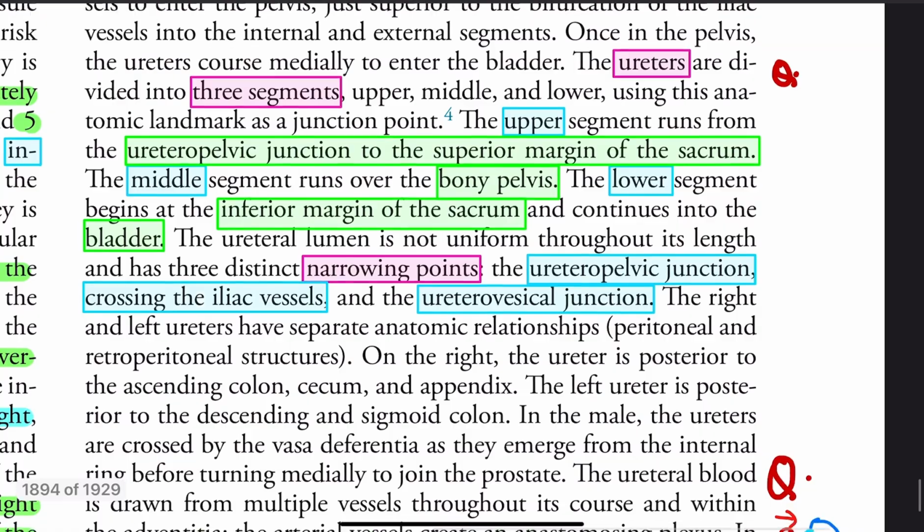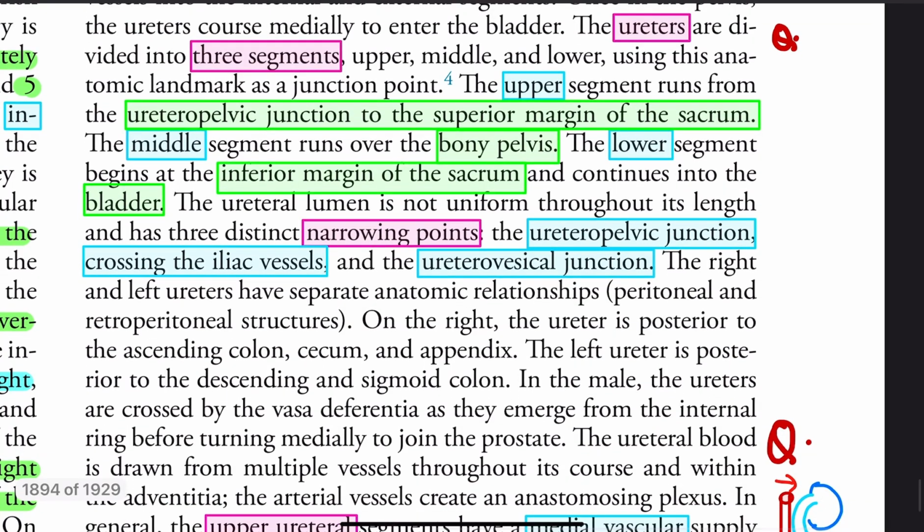So there are three distinct narrowing points in the ureter. The first is the ureteropelvic junction, the connection of the ureter from the kidney. The second is crossing the iliac vessel and the third is the ureterovesical junction, where the ureter connects to the bladder. So these are the narrowing points.